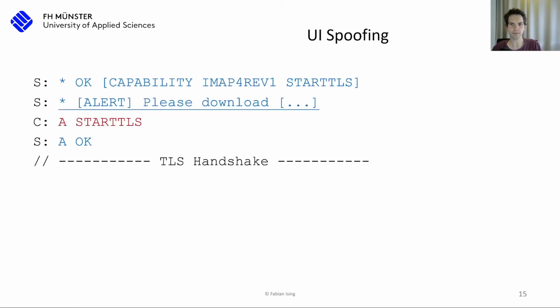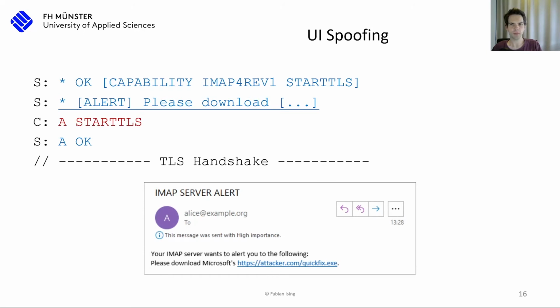Next, we look at what happens when an attacker uses error signals for UI spoofing purposes. Here, we inject an IMAP alert with attacker-controlled text before STARTTLS. This results in the following pop-up in Outlook. As you can see, this dialog displays our attacker-controlled text and even highlights links for us.